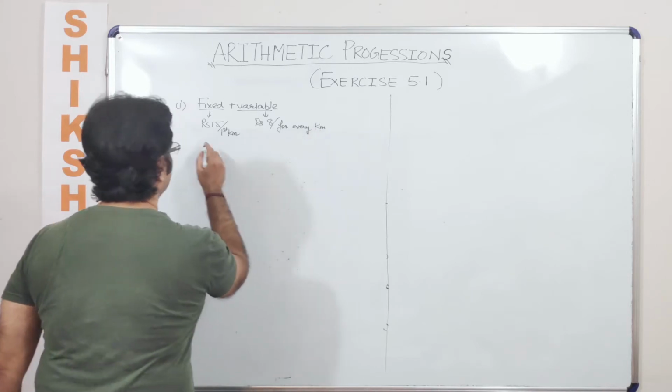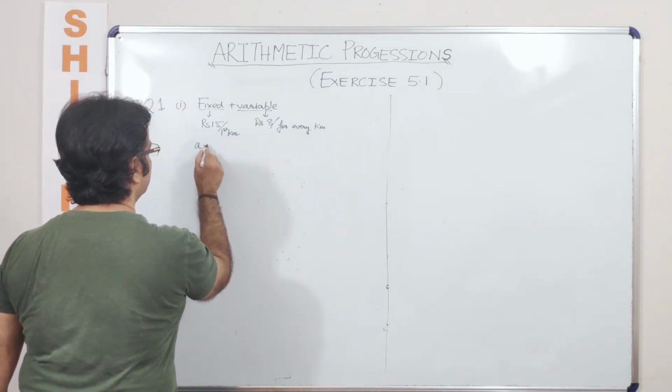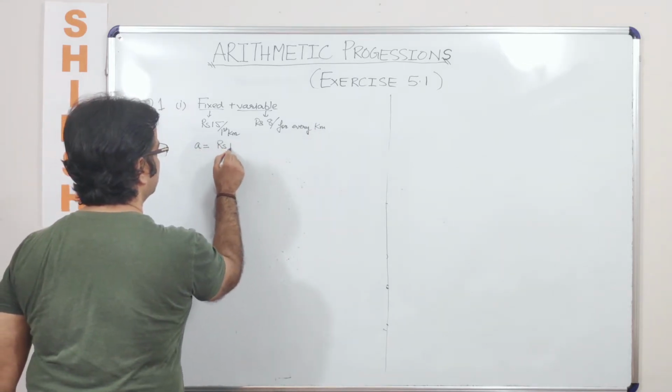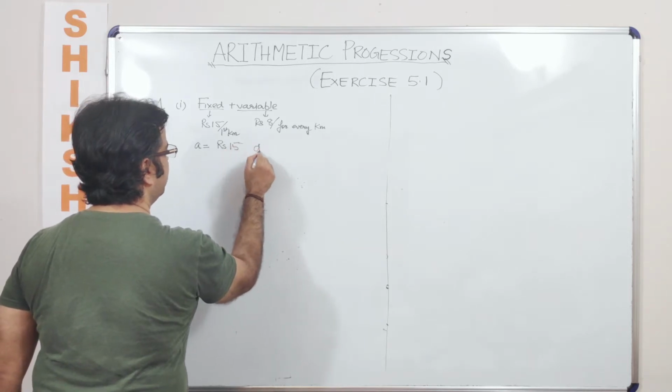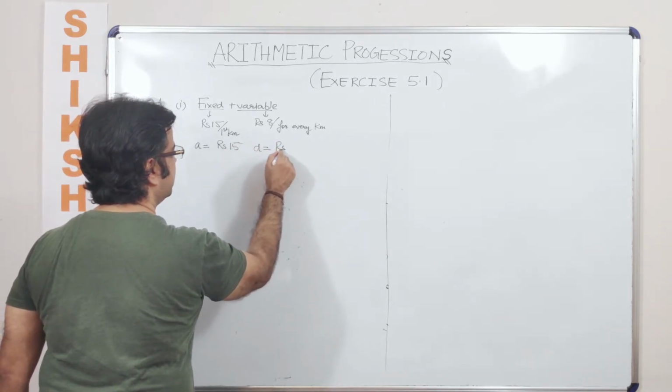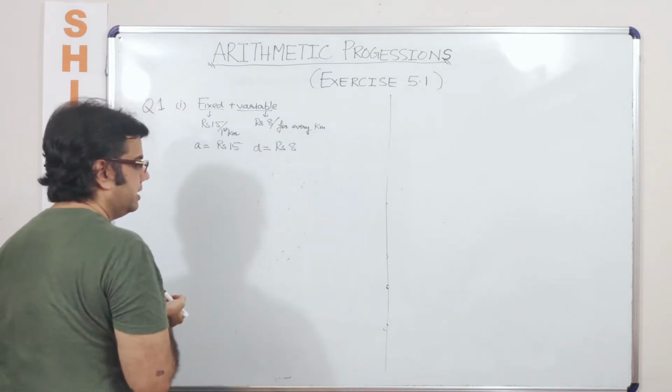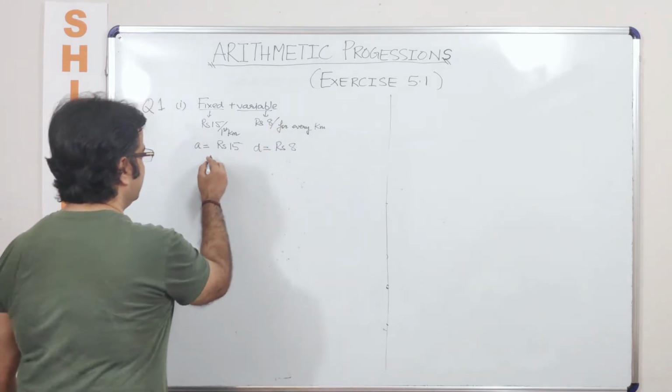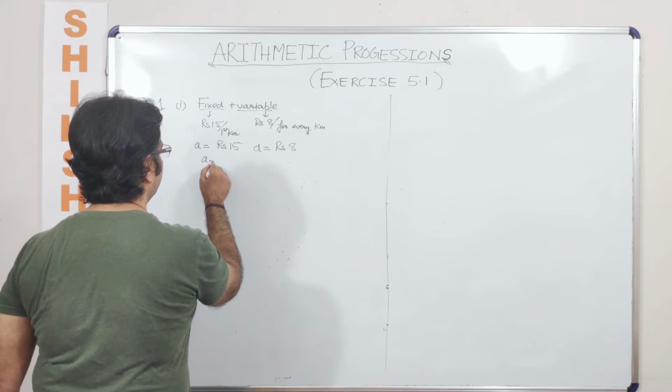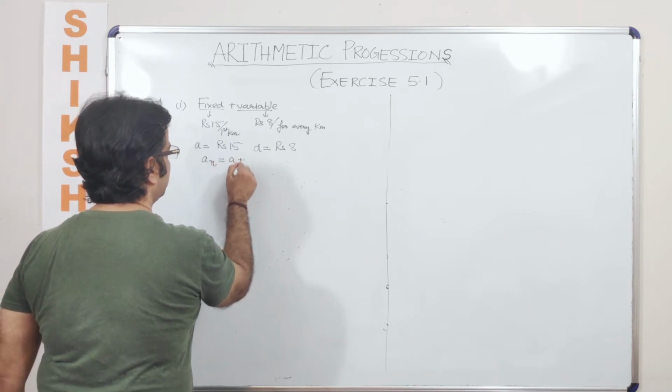So can I put it like this? Now here the first term, which is the first kilometer, is rupees 15 and then for every kilometer after this it is rupees 8, right? So can I form an arithmetic series here? Yes, I can say the nth term here will be a plus n minus 1 into d.